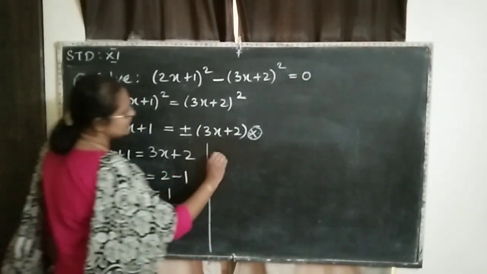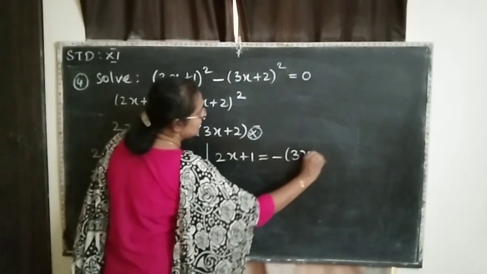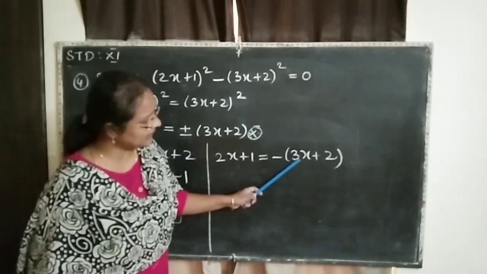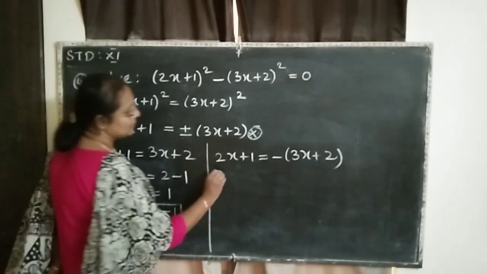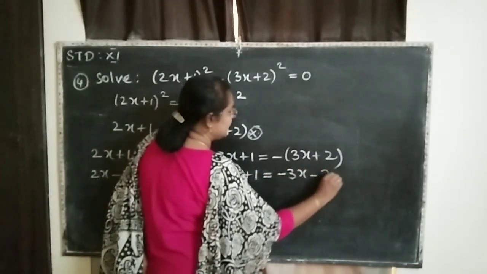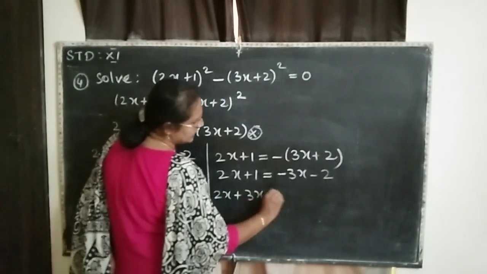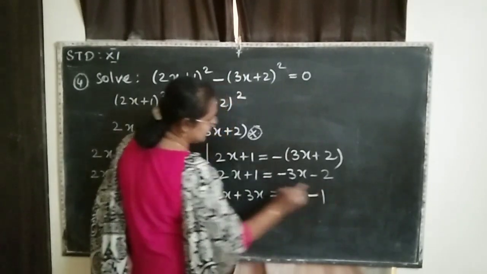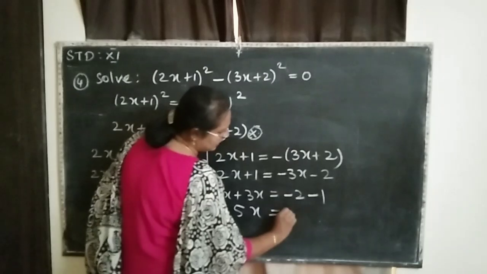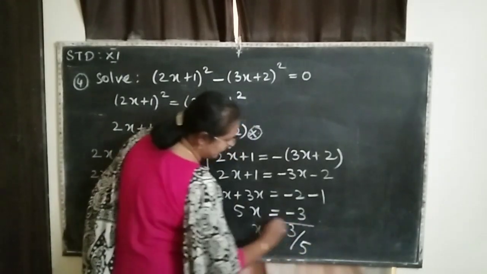So one more option is 2x plus 1 is equal to minus of (3x plus 2). You should be very careful with this minus because this minus is common for both 3x and 2. So what will be the calculation here? 2x plus 1 equal to minus 3x minus 2. Now bring the minus 3x to this side, so it becomes plus 3x on the left. 5x is equal to minus 2 minus 1. Plus 1 if it goes to that side is minus 1. So you get 5x is equal to minus 3 and x is equal to minus 3 divided by 5.